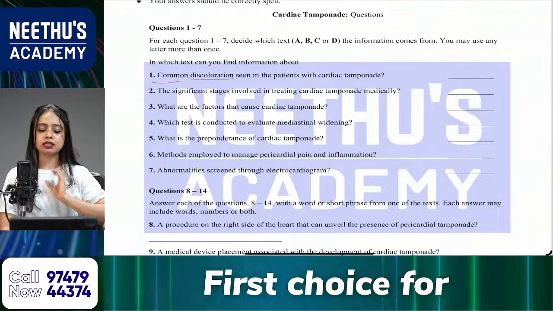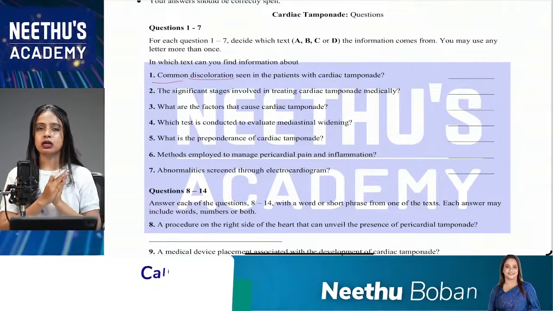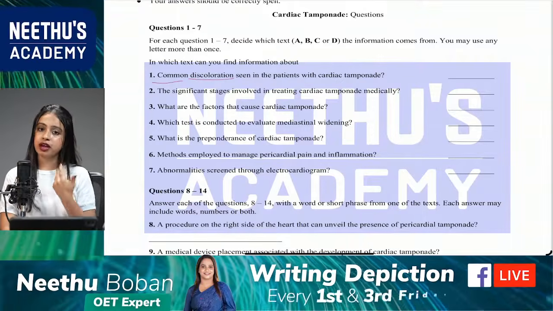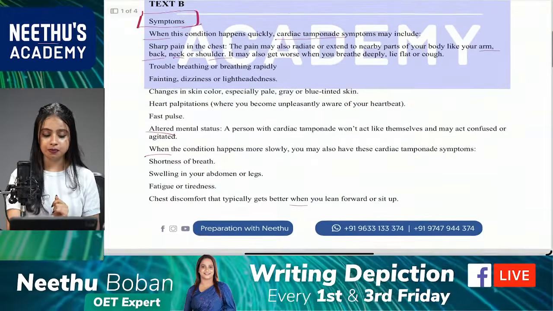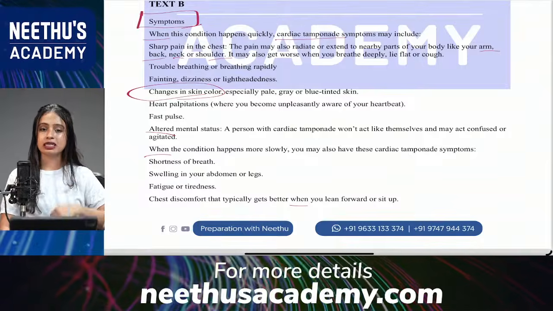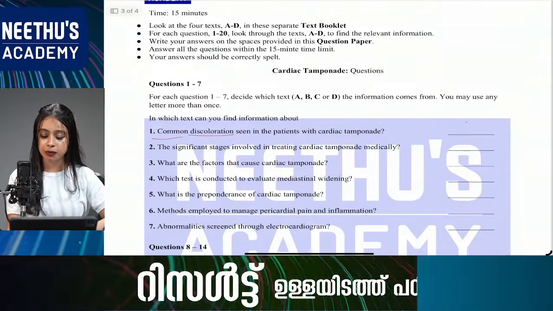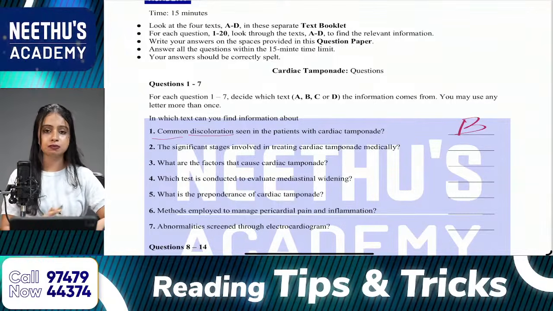So where is it mentioned regarding common discoloration? So when you think about it, common discoloration, which means it is one of the signs. So where they've mentioned about the signs and symptoms, it's very simple. It's from text B. Okay, so changes in skin color. So discoloration of the skin. So that answer is it is from B, text B. Okay, so that is B.